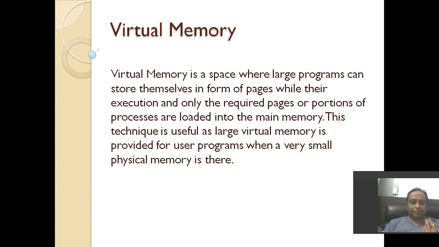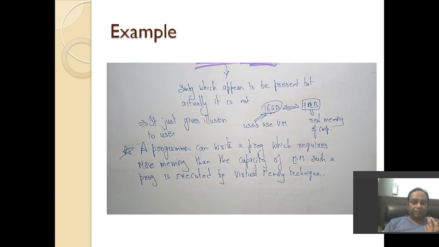It means an illusion is created among users that they have a very large amount of memory, but in actual fact the main memory is not so large. For example, something which appears to be present but actually is not, that is called virtual memory. We actually have 4 GB of real memory in the computer, this is RAM, but through virtual memory the user uses it as if it is 16 GB. It just gives the illusion to the user.